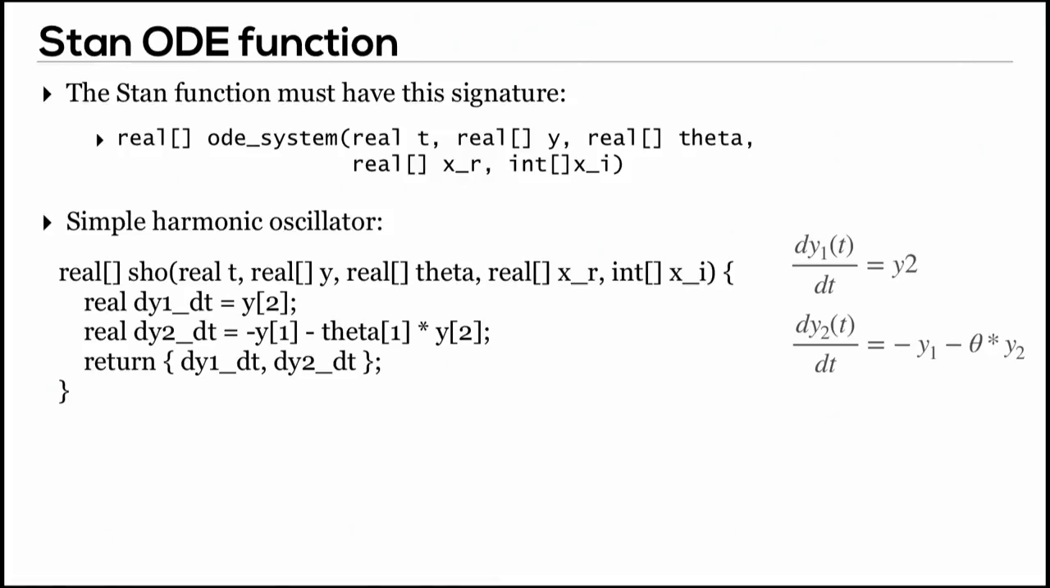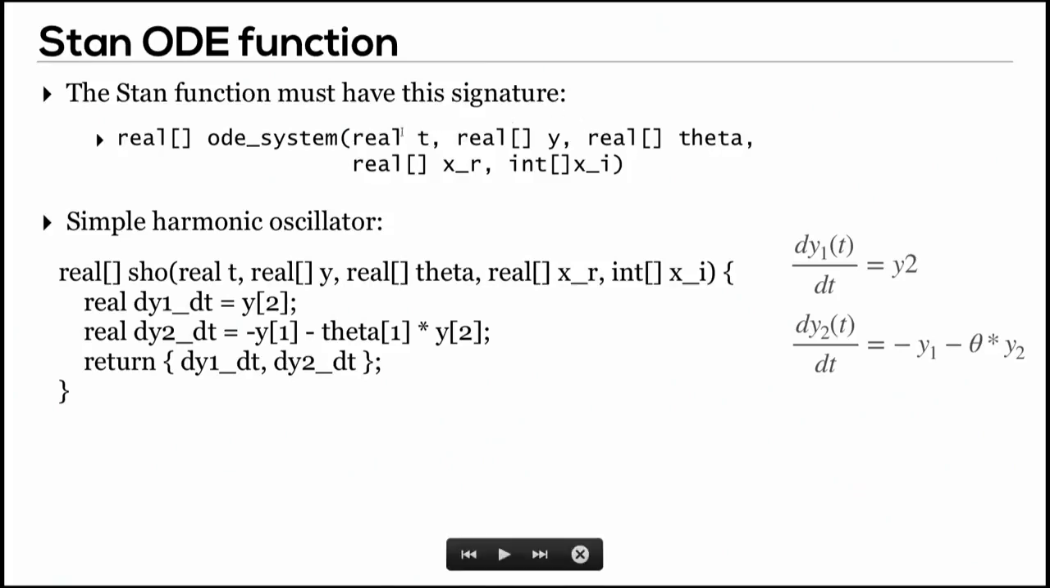So we'll get into how we can implement this in Stan. So the Stan function for ODEs must have the signature. It has to be strict. It has to match this thing exactly. So it has to return a real array. There's a function name. This can be called anything. These argument names are not important. What's important is the signature itself.